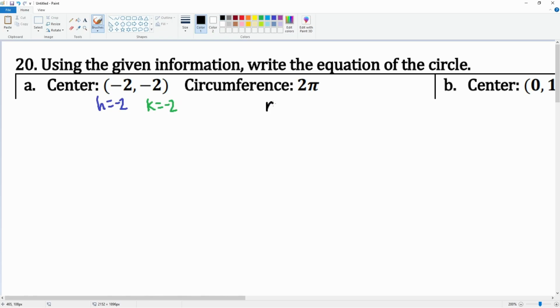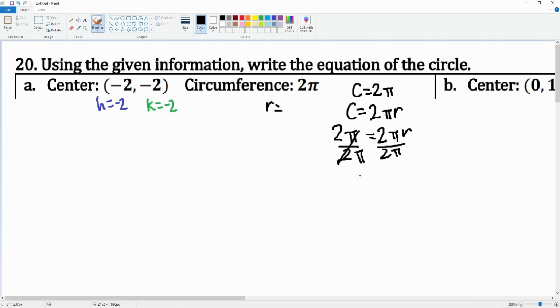I need my radius somehow. I get my circumference though. My circumference is equal to 2 pi. I know that the circumference of a circle is equal to 2 pi r. So if my circumference is 2 pi and it equals 2 pi r, to cancel it, I divide by 2 pi, divide by 2 pi. This whole thing cancels, leaving you with 1 is equal to r. So I can now plug it into my equation of a circle.